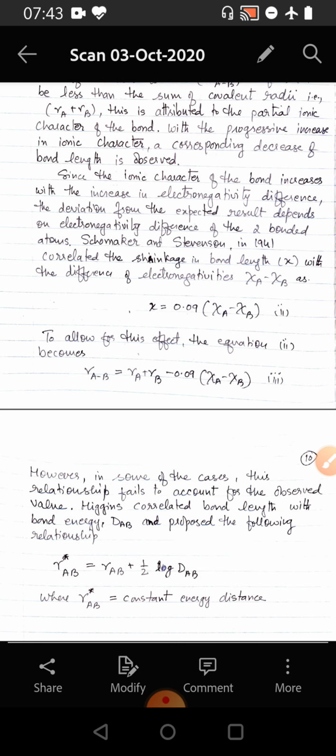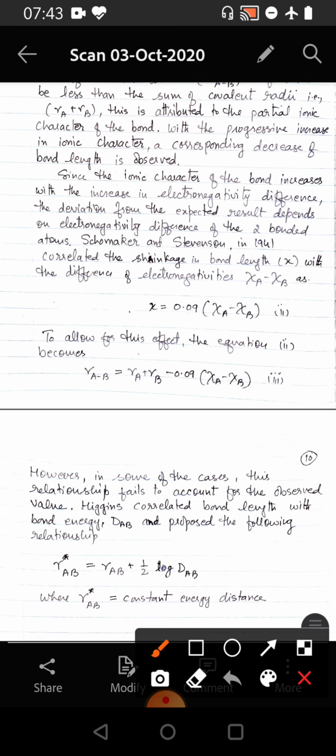Since the ionic character of the bond increases with the increase in electronegativity difference, the deviation from the expected result depends on the electronegativity difference of the two bonded atoms. Shoemaker and Stevenson in 1941 correlated the shrinkage in bond length x with the difference of electronegativity Xa minus Xb as x is equal to 0.09 into Xa minus Xb. To allow for this effect, equation 2 becomes Rab is equal to Ra plus Rb minus 0.09 (Xa minus Xb), where Xa minus Xb is the electronegativity difference between the two bonded atoms.